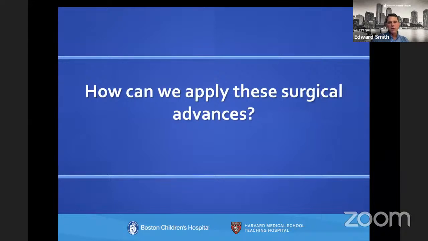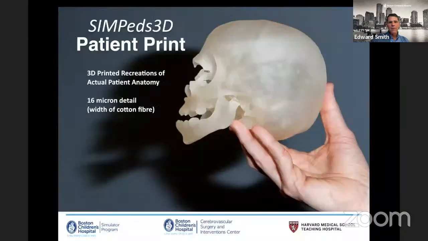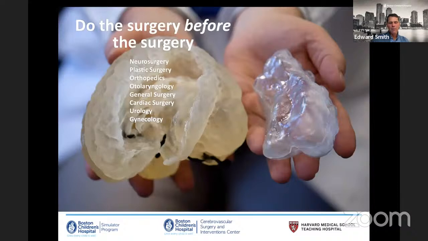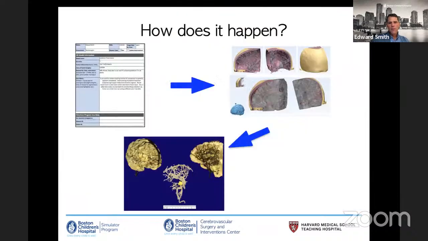So we've got some surgical advances. How can we apply them? One of the things that I've found very helpful is we are fortunate to have 3D printing at our institution, where for complex lesions, we can send in films and within 12 hours have a turnaround time to get a 3D model. And essentially, we just send the picture in.